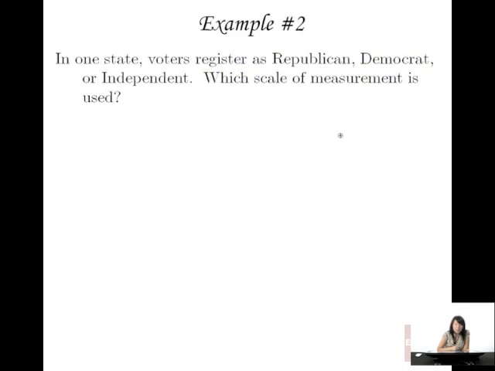Example 2. In one state, voters register as Republican, Democrat, or Independent. Which scale of measurement is used? Well, here, is there an order to this, like there was for the schooling? Well, not really. You may have a different opinion depending on your political leanings, but not really. These are just different categories of people. So I would say that this is a nominal scale. Even if we assign numbers to it, they would be purely symbolic.